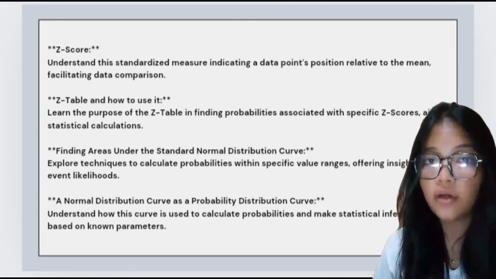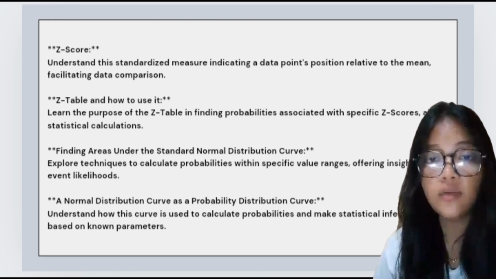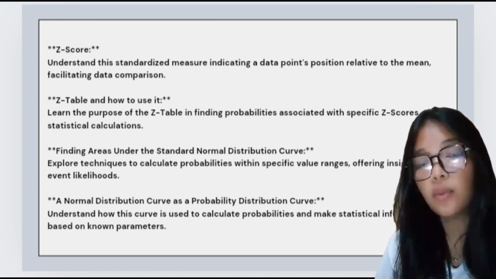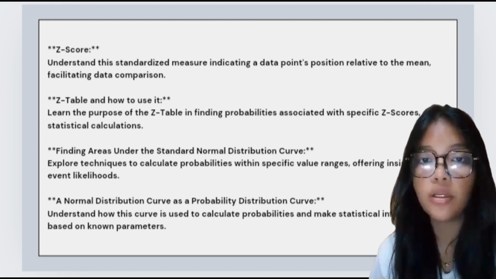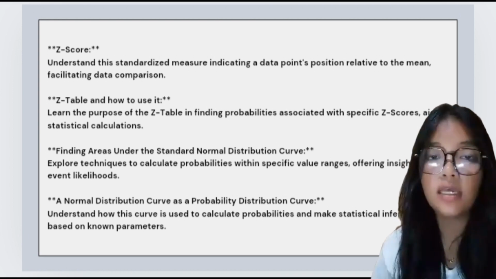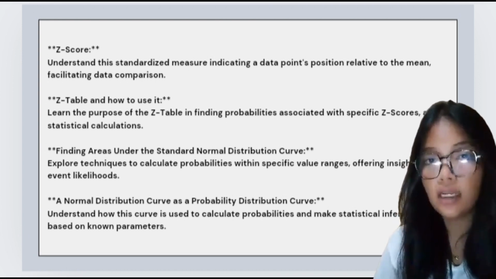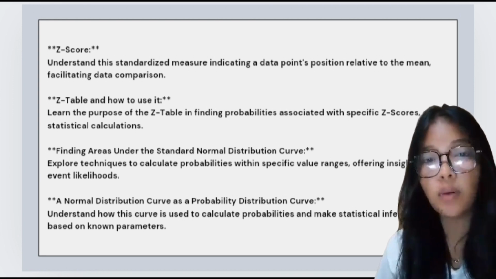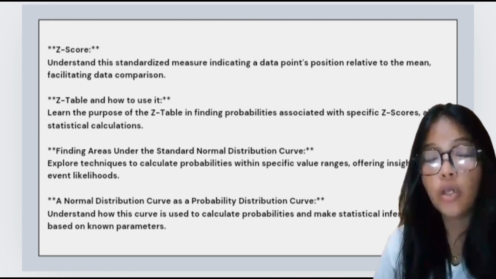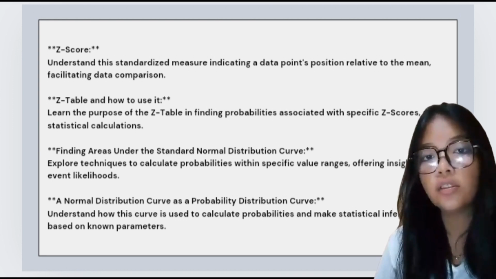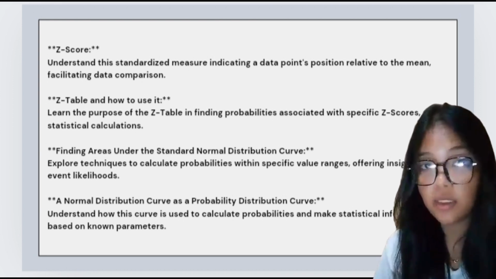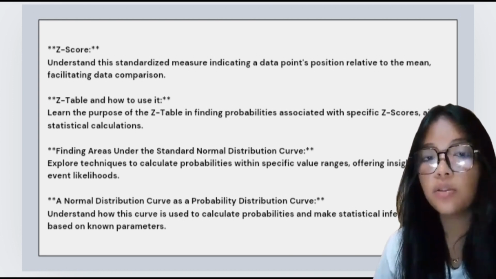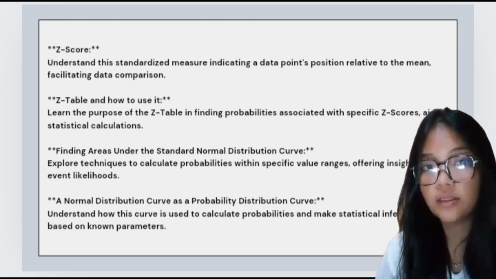In finding areas under the standard normal distribution curve, you can explore techniques to calculate probabilities within specific value ranges, offering insights into event likelihoods. In a normal distribution curve as a probability distribution curve, you can understand how this curve is used to calculate probabilities and make statistical inferences based on known parameters.